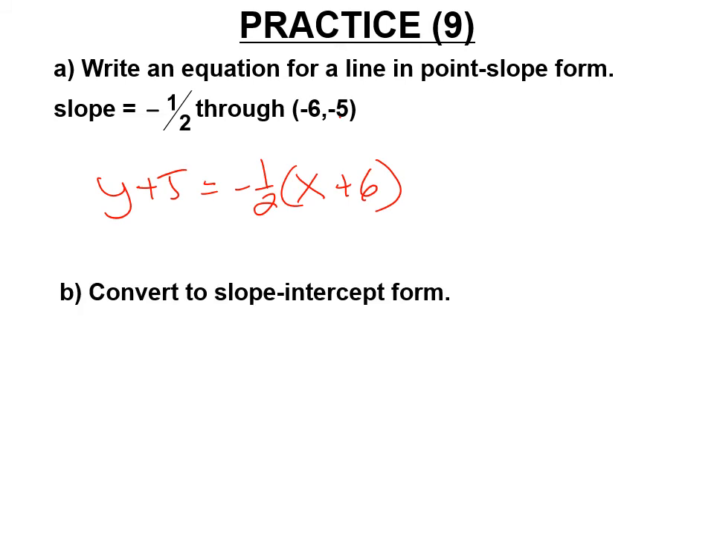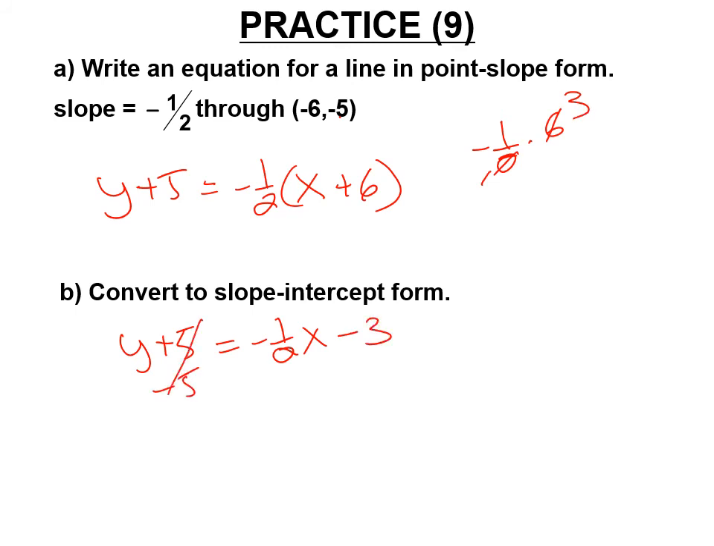Convert into slope-intercept. Y plus 5, distributive property, -1/2 x, -1/2 times 6, -3. Subtract 5 from both sides. Y equals -1/2 x minus 8. Sloppy. There you go.